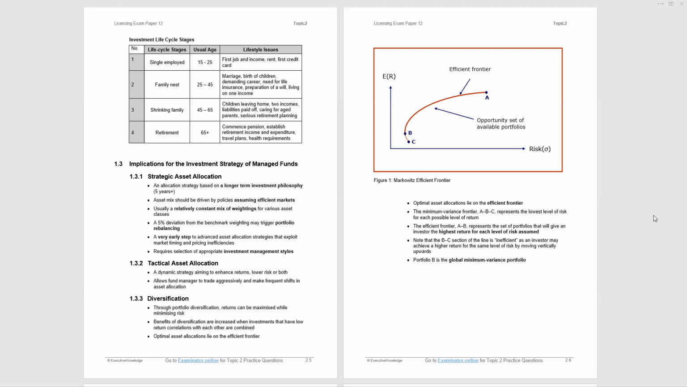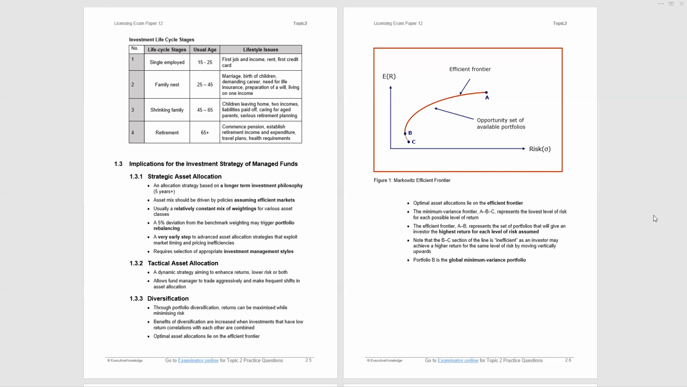Now, in contrast to strategic asset allocation, we have tactical asset allocation. This is much shorter term. Dynamic strategy, you're looking to enhance returns where there are opportunities in the short term, where you have managed to get lower risk or both. It allows fund managers to trade aggressively, make frequent shifts in asset allocation. Some clients will be comfortable with tactical asset allocation. Others may think it's too risky.